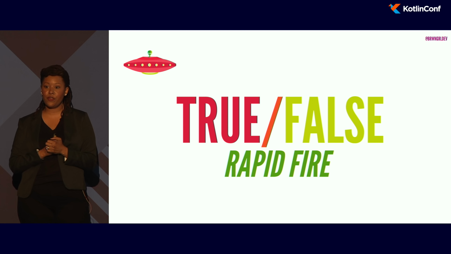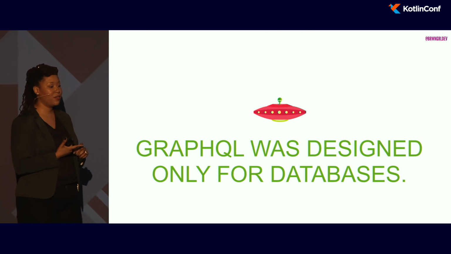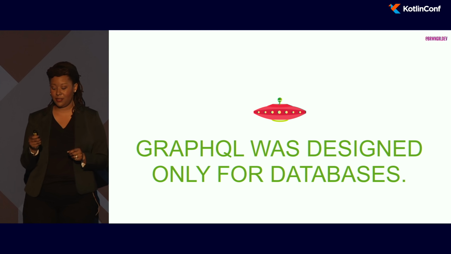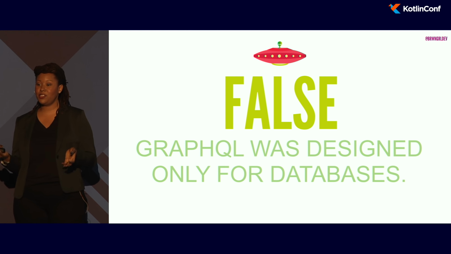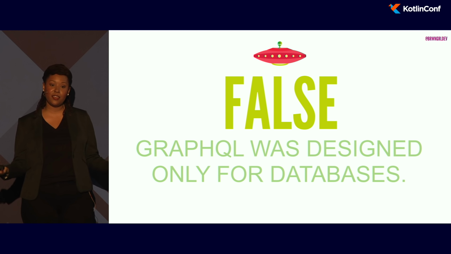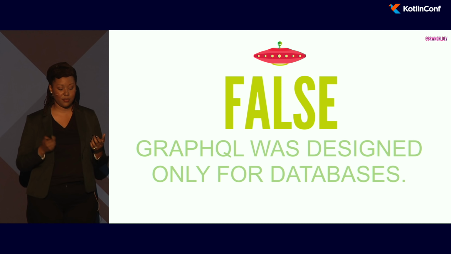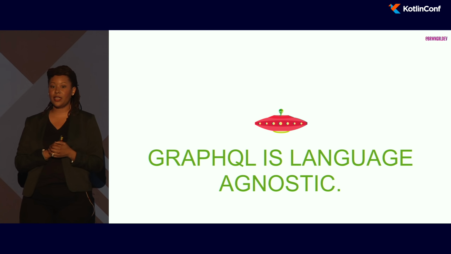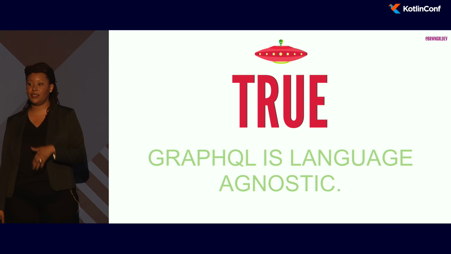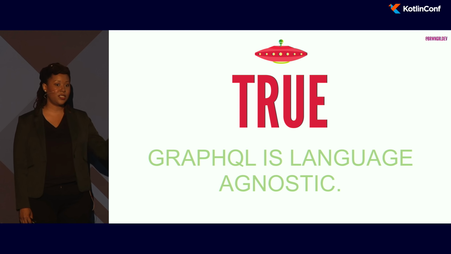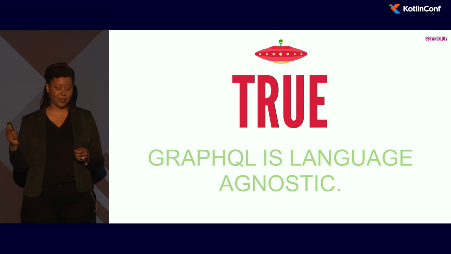Okay, so now for some true-false rapid-fire questions to see if you were paying attention this whole time. GraphQL was designed only for databases. Okay, good. You don't have to use a database at all. It can be anything you want. It's up to you to choose what you want to do with your GraphQL server. GraphQL is language agnostic. Okay, very good. We already saw that there are things available for the server in C#, Elixir, Kotlin, etc., and the same thing applies for the clients.